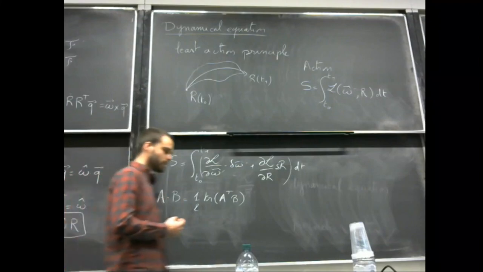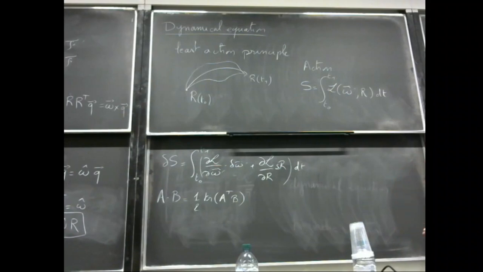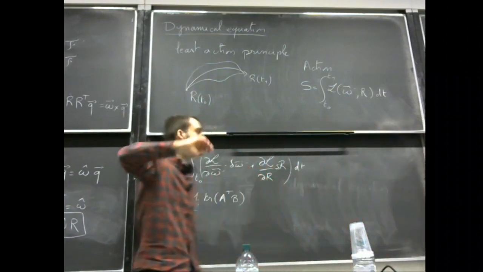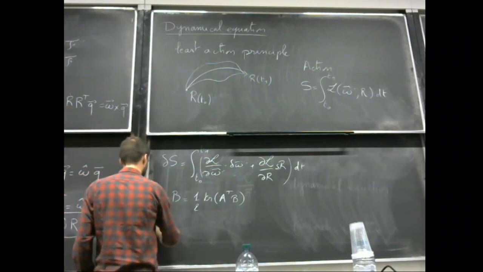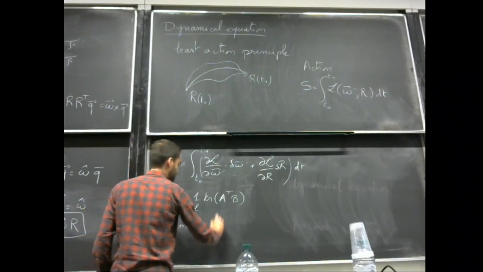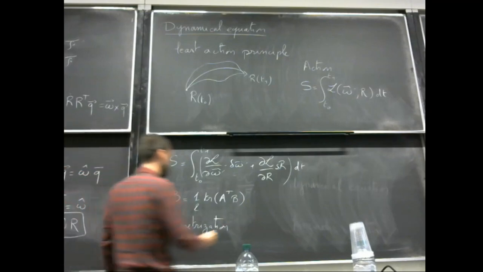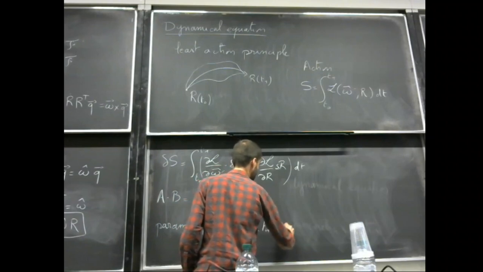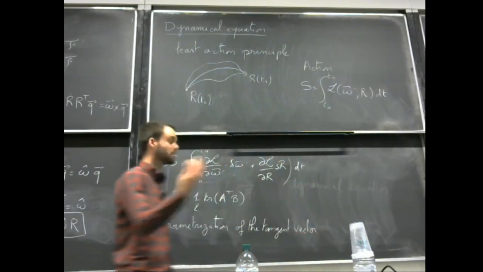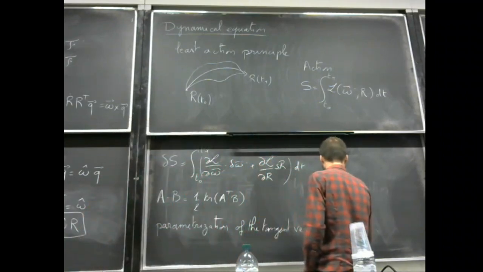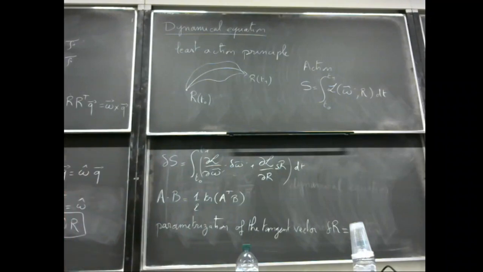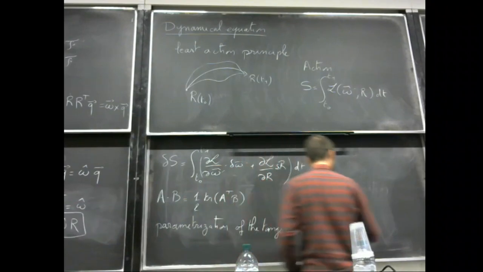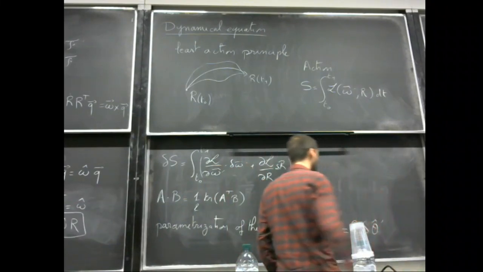Okay, so this is the variation of the action, but we have to be careful that the configuration space is SO3, and so we have to find a tangent vector on SO3. For that, we will parameterize the tangent vector, or tangent matrix, I don't know how to call that, the tangent vector delta R. We are in the body fixed frame here. Here omega is a skew symmetric matrix, so we should be able to define a skew symmetric matrix such that delta R is R delta theta'.